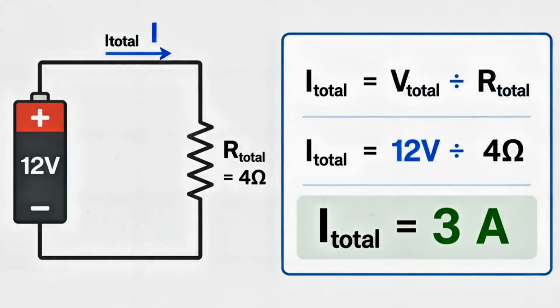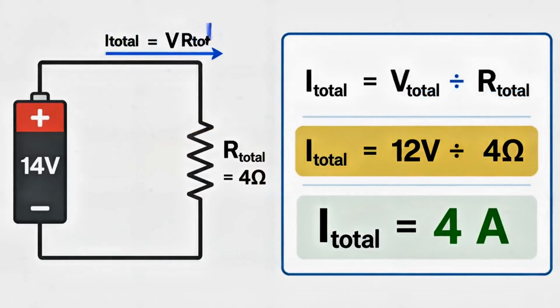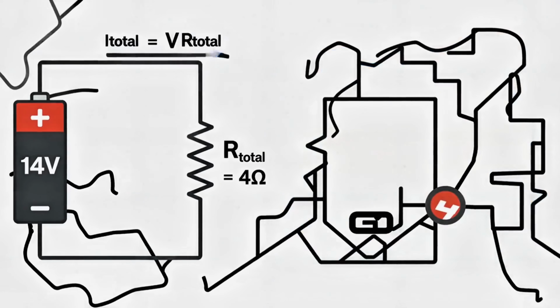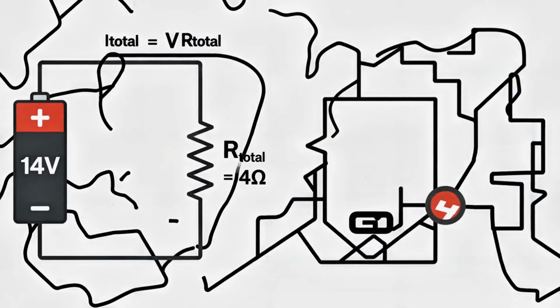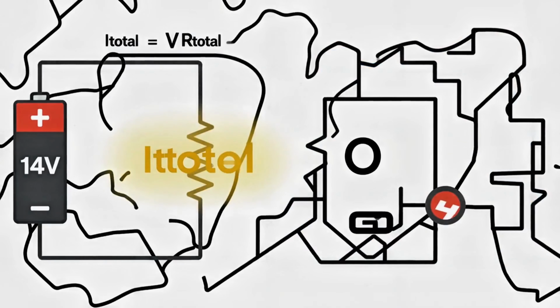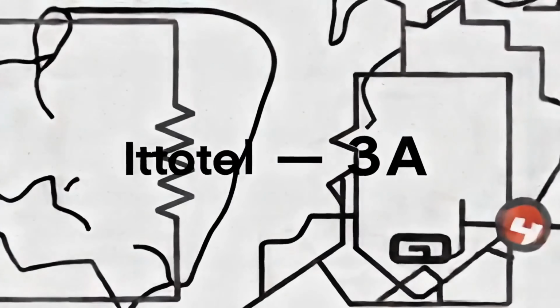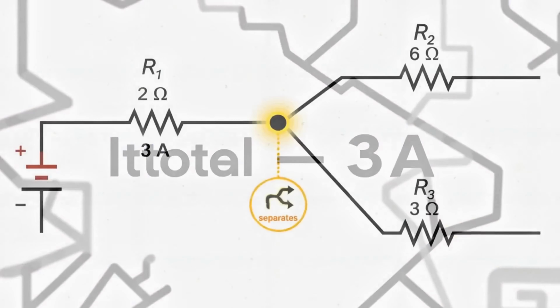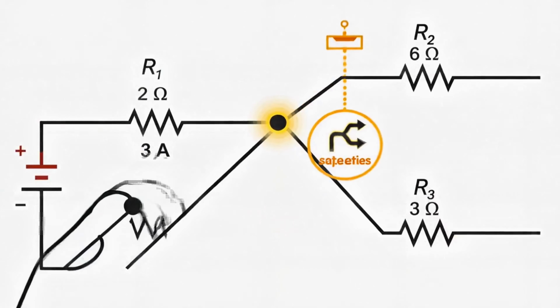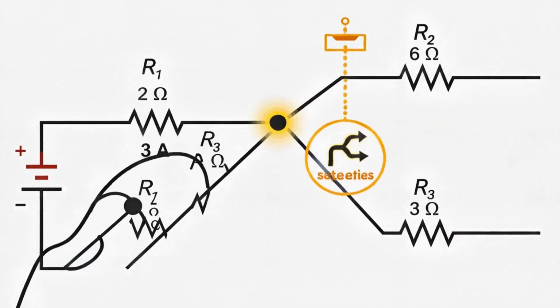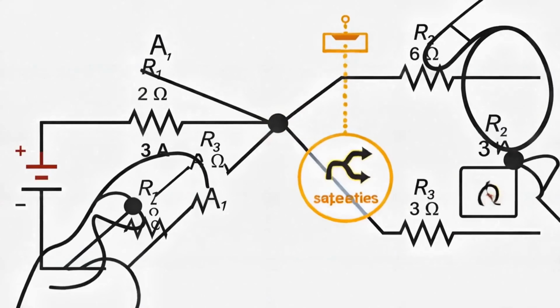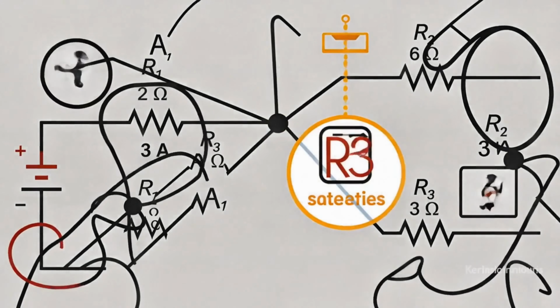Now we can calculate the total current leaving the battery. Using Ohm's law, current equals voltage divided by resistance. I total equals V total divided by R total. Insert the known values. I total equals 12 volts divided by 4 ohms. I total equals 3 amps. 3 amperes leave the positive side of the battery and pass through R1. Because there is only one path before the junction, the current through R1 is also 3 amperes.